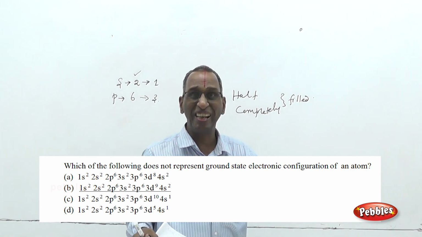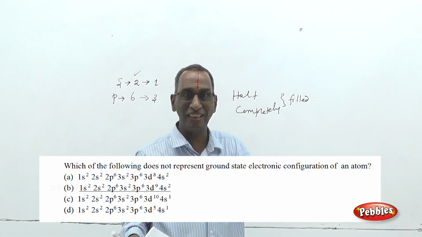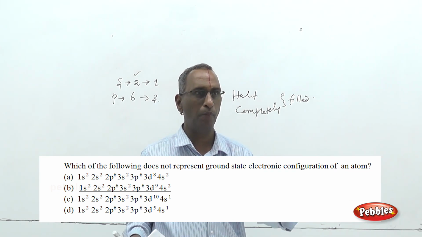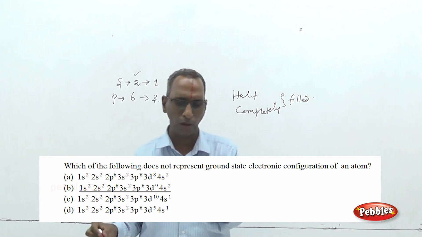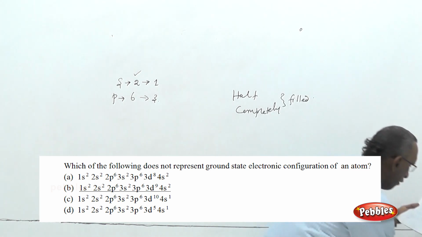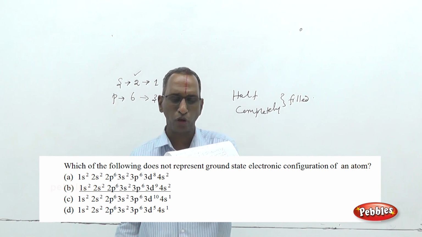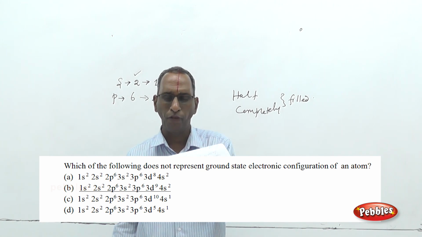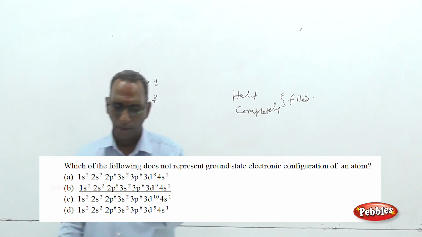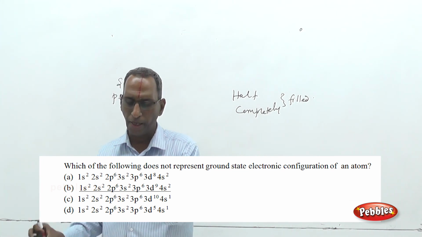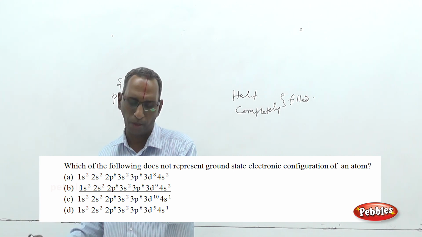So the system will rearrange itself to be more stable. Any process is directed towards stability. A system will be stable only if it has the desired configuration. Here they have given the question: which of the following does not represent the ground state electronic configuration of an atom? There are 4 choices given. Let me read them; only the outermost configuration is what we are bothered about.